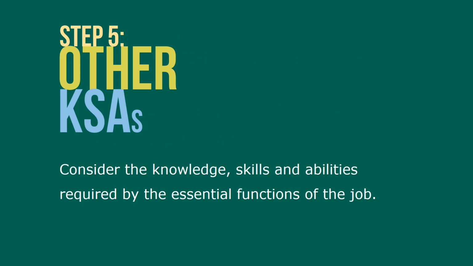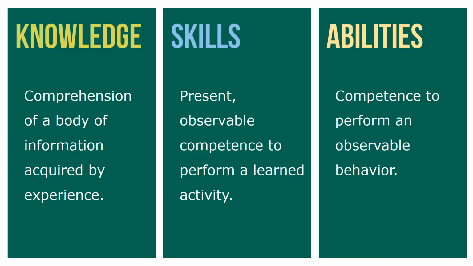Step 5. Other knowledge, skills, and abilities. When defining other knowledge, skills, and abilities, known as KSAs, consider the knowledge, skills, and abilities required by the essential functions and responsibilities of the job. Other knowledge, skills, and abilities are a continuation of job specification and should be written in paragraph form. Let's take a moment to define each.